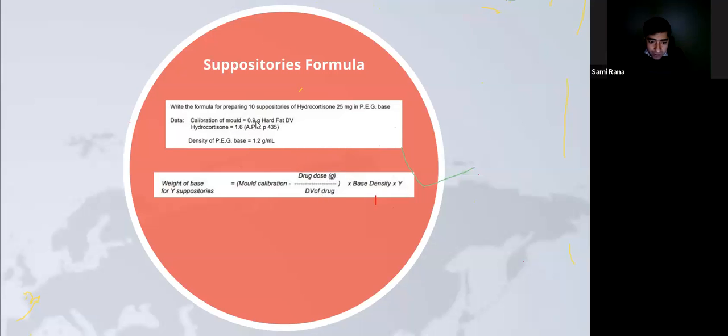Displacement volume is given here, just write it down here, and mold calibration will be given, that is 1.6, and the density is also given, 1.2. So everything is given in the question. You just need to practice a few of these kinds of questions, and you're going to memorize the formula, and you are good to go with these kinds of questions.